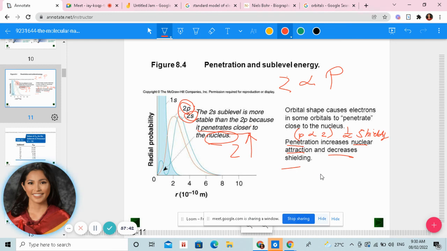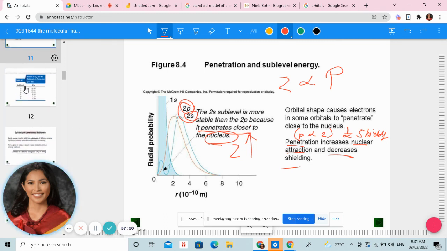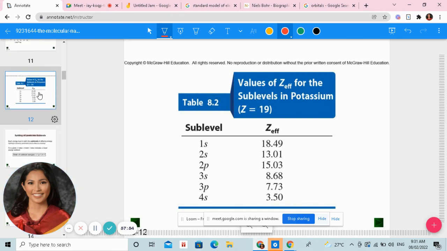Okay. We have that one. So, if your nuclear attraction is high, your shielding is low. Or if your penetration is high, your shielding is low.